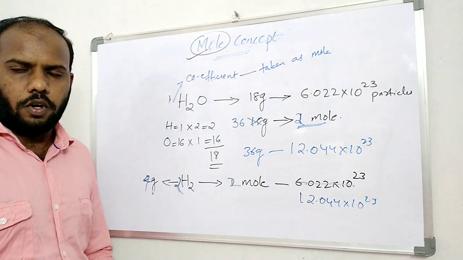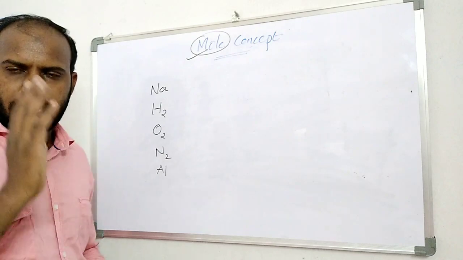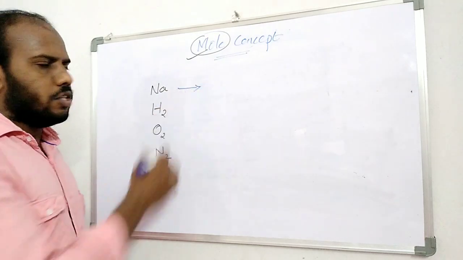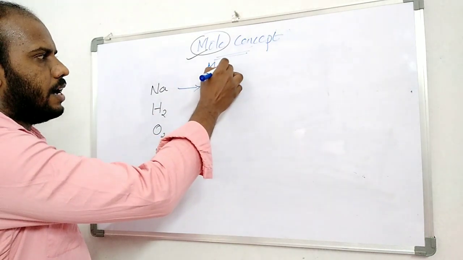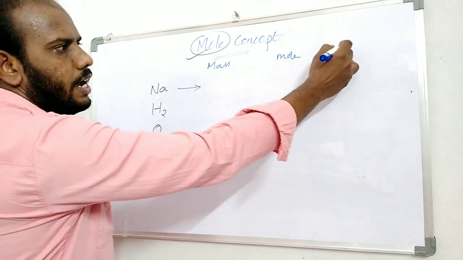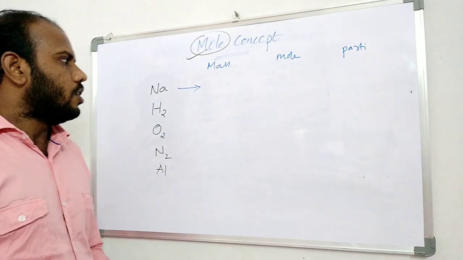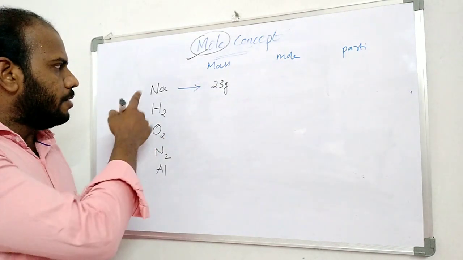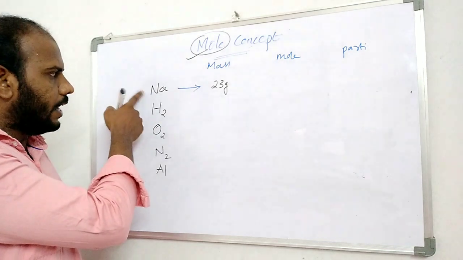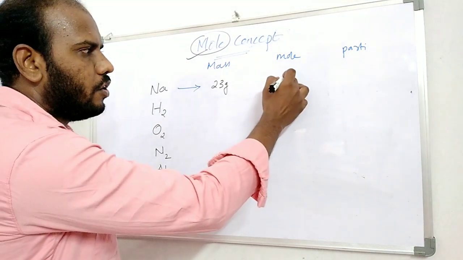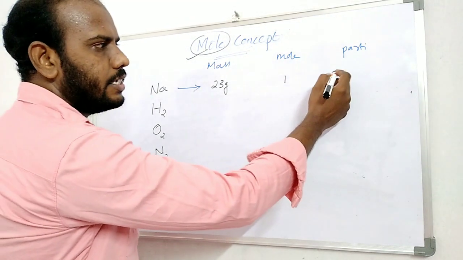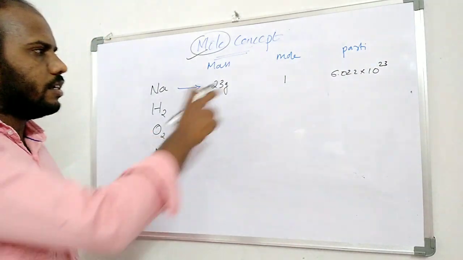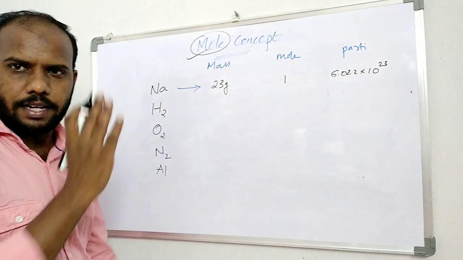Okay, understanding or not? You can take the standard mass, standard particles and mole also. Okay, children, listen. Here we can mention the mass, here we can mention mole, and here we can mention particles. So for sodium, the mass we know is 23 gram. How much mole is present? You know, in front of the element, what is the number? That means the coefficient. So we know 1. How many particles? Then we can write 6.022 into 10 to the power of 23. Yes, because it is based on the mole, not caring about the mass.